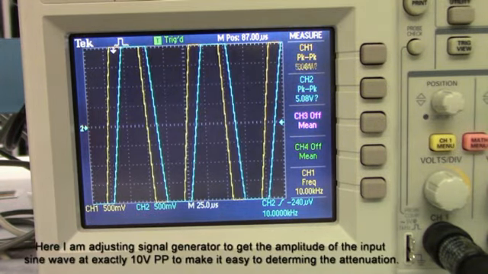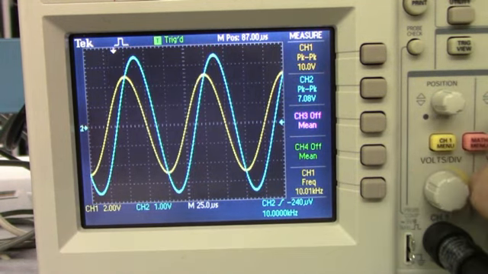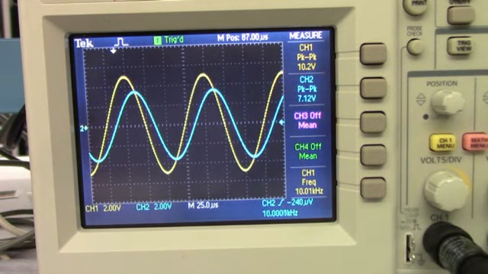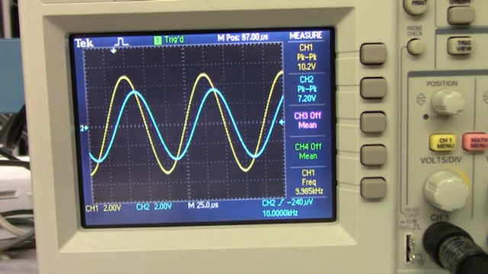So our amplitude is now 10 volts peak to peak on our input. Our output's 7.12 volts. It should be about 7.07 at f sub c, and we should have a 45-degree phase shift. By overlaying them, it's much easier to see the phase shift.